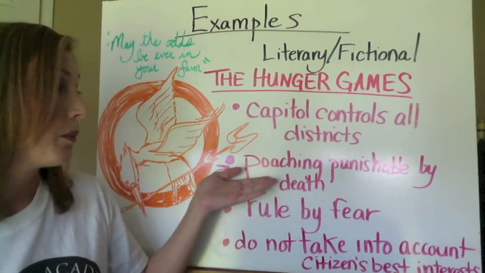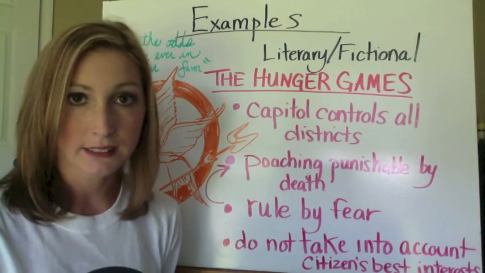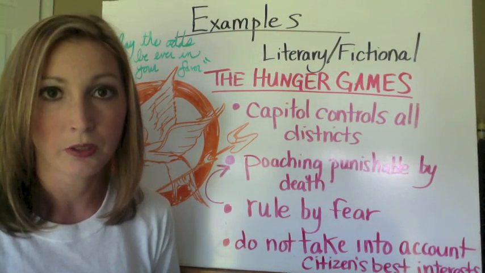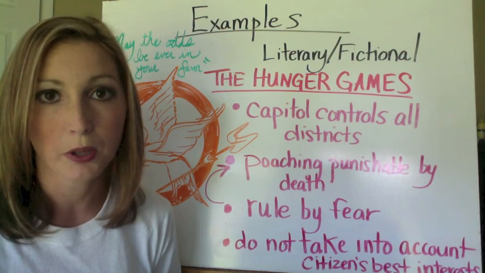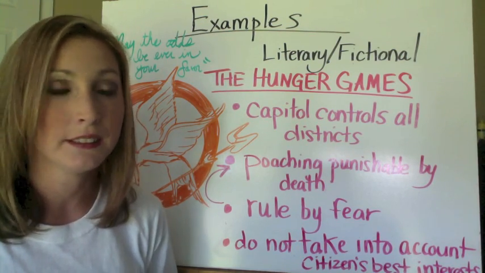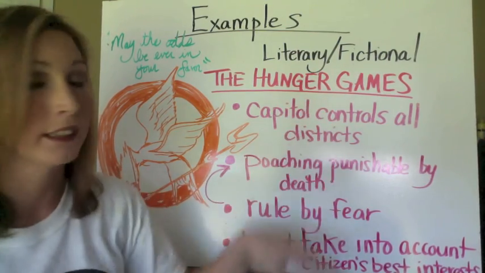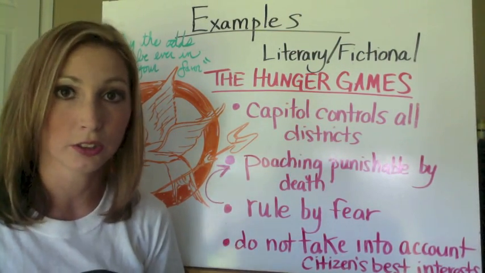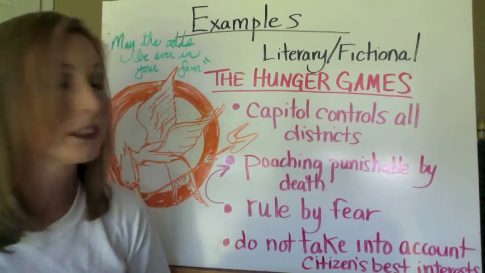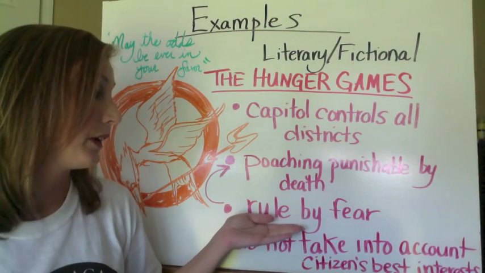For example, poaching. When Katniss Everdeen is out in the woods hunting for a deer, we find out that poaching is actually punishable by death. This is a characteristic of punishment that would be exercised under an oligarchic control or an oligarchic government. They also typically rule by fear.